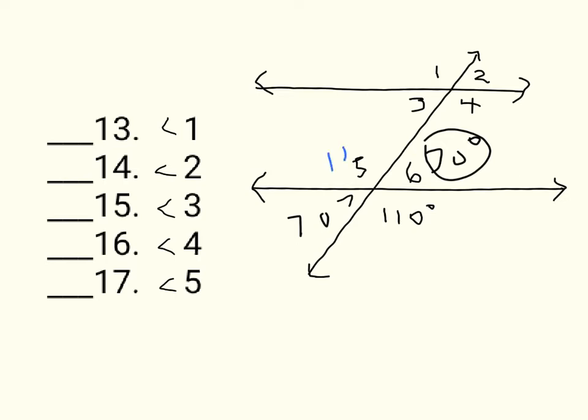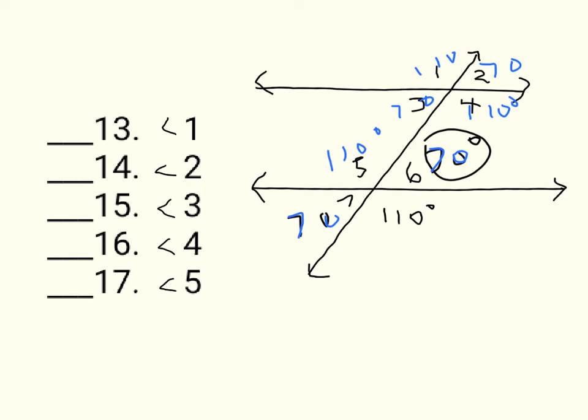So angle 5 is 110 degrees. Angle 4 is 110, 70, 110. I'll trace over this, 70, 70. So now you have them all, and you can, oh, miss this one, 70. You can just fill in the answers.